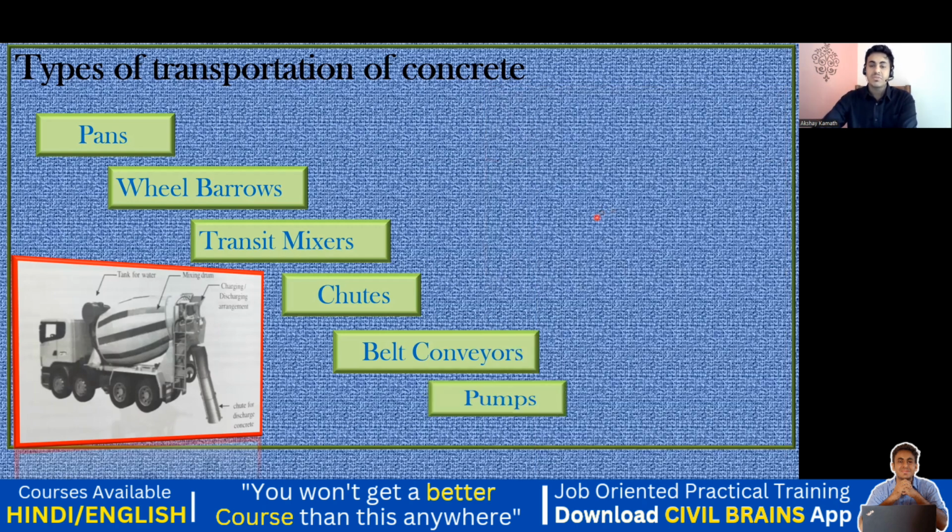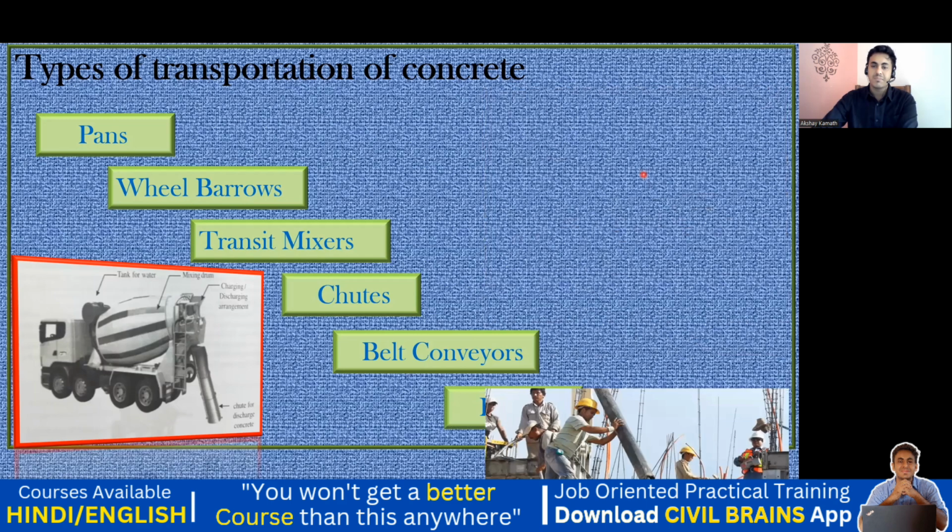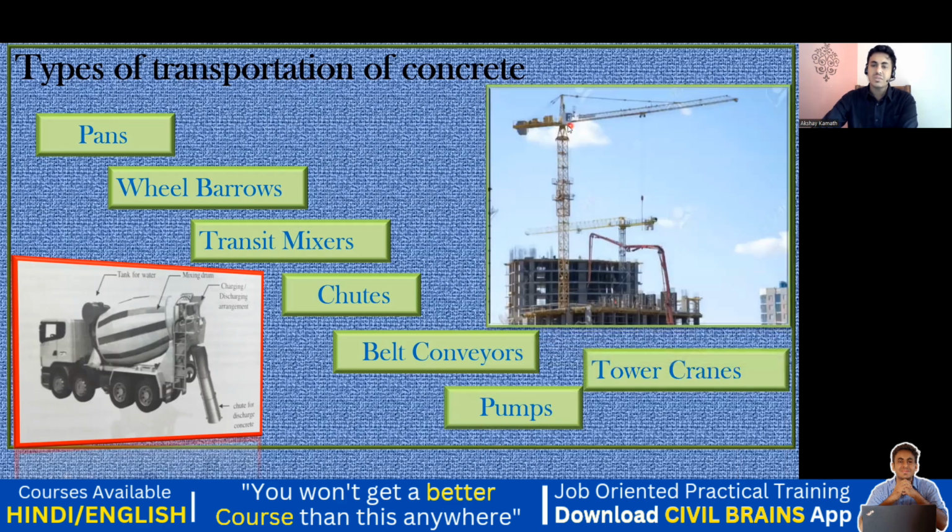Next is pumps. So these are the pumps, like I mentioned. Usually for the big construction and all, we try to make use of these pumps. Again, next are tower cranes. You can see this is called a tower. It looks like a tower, isn't it? So these are tower cranes.